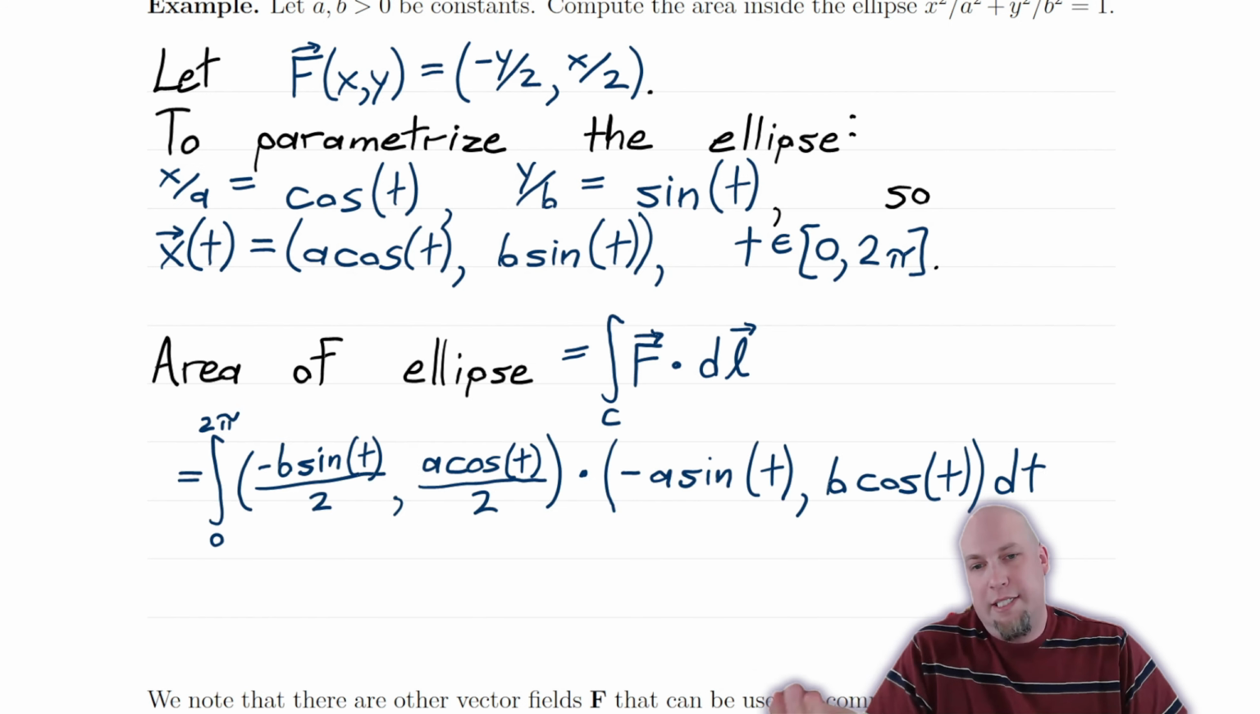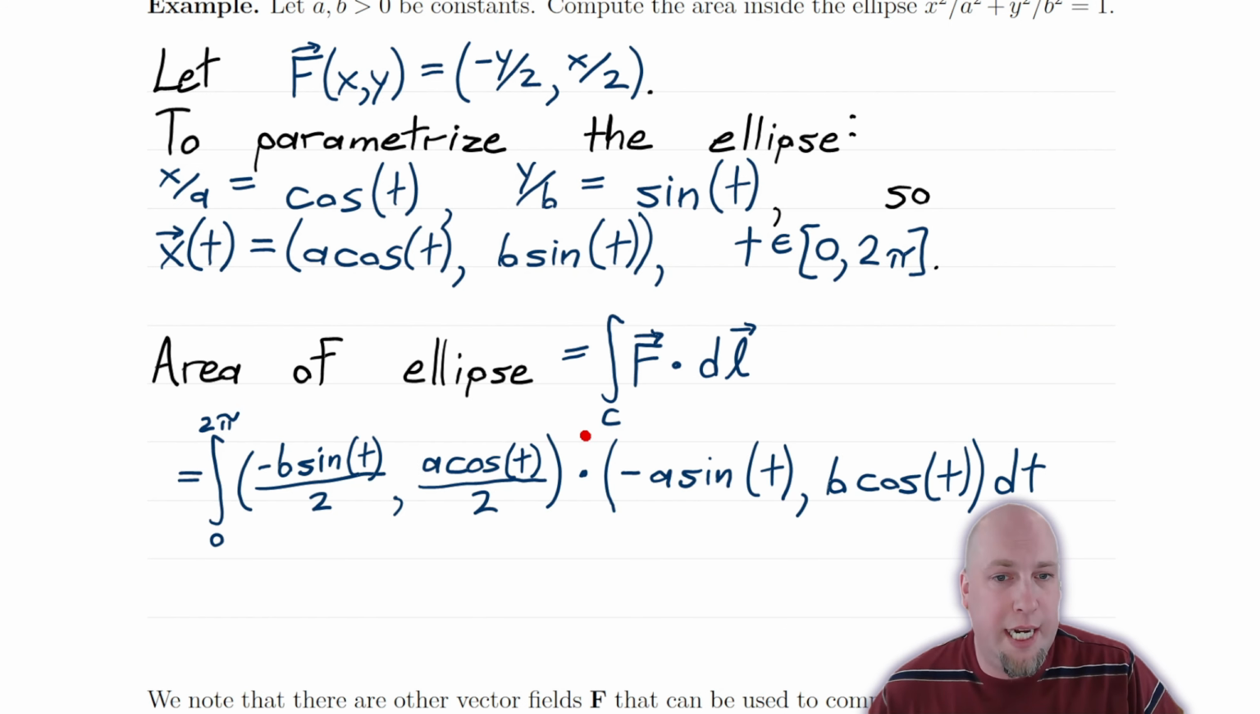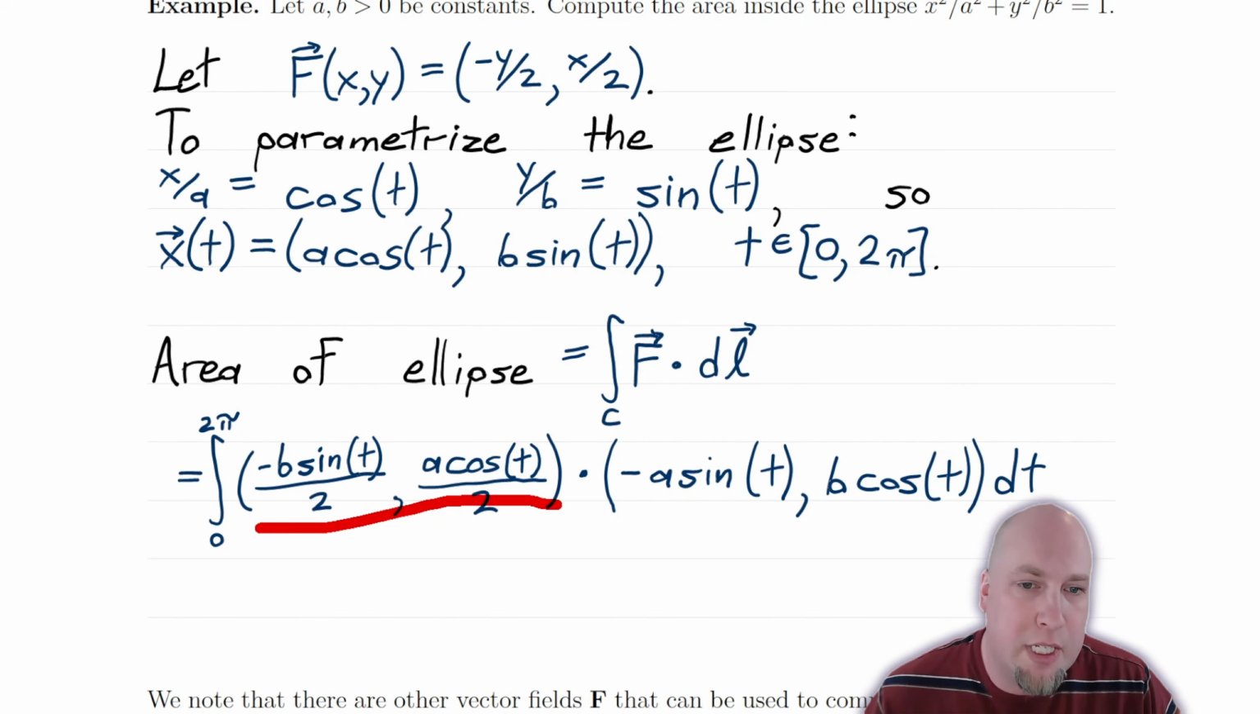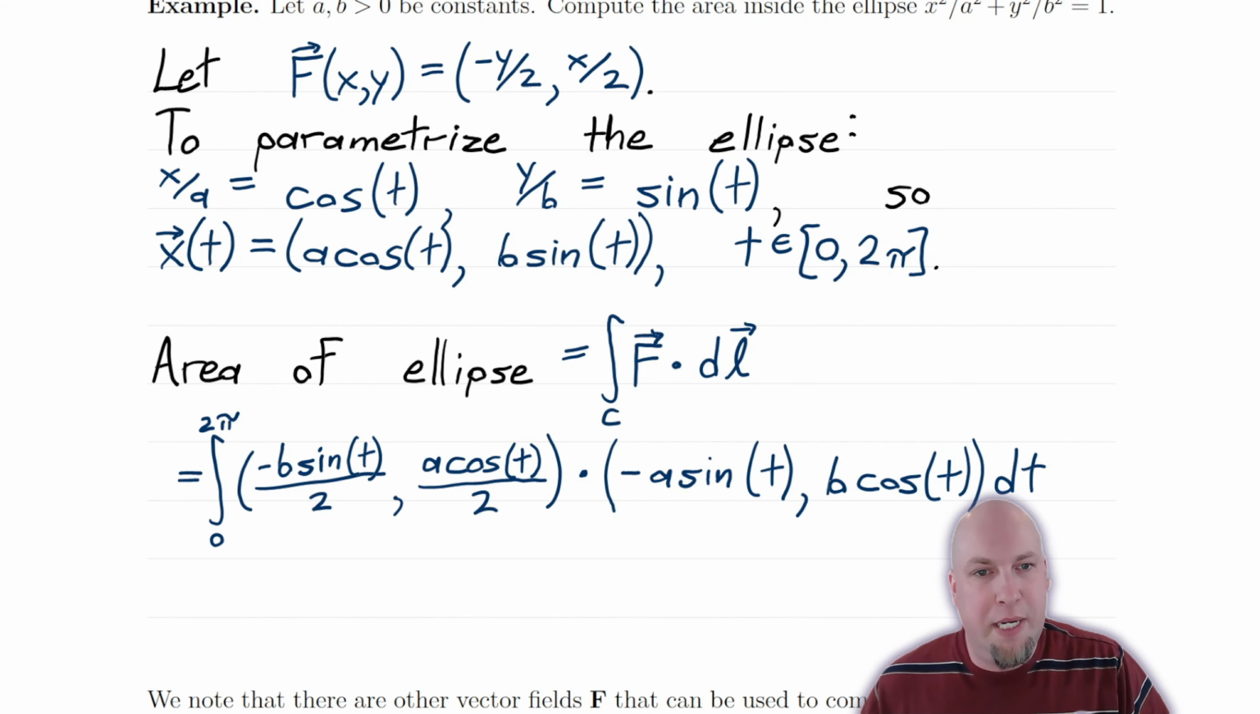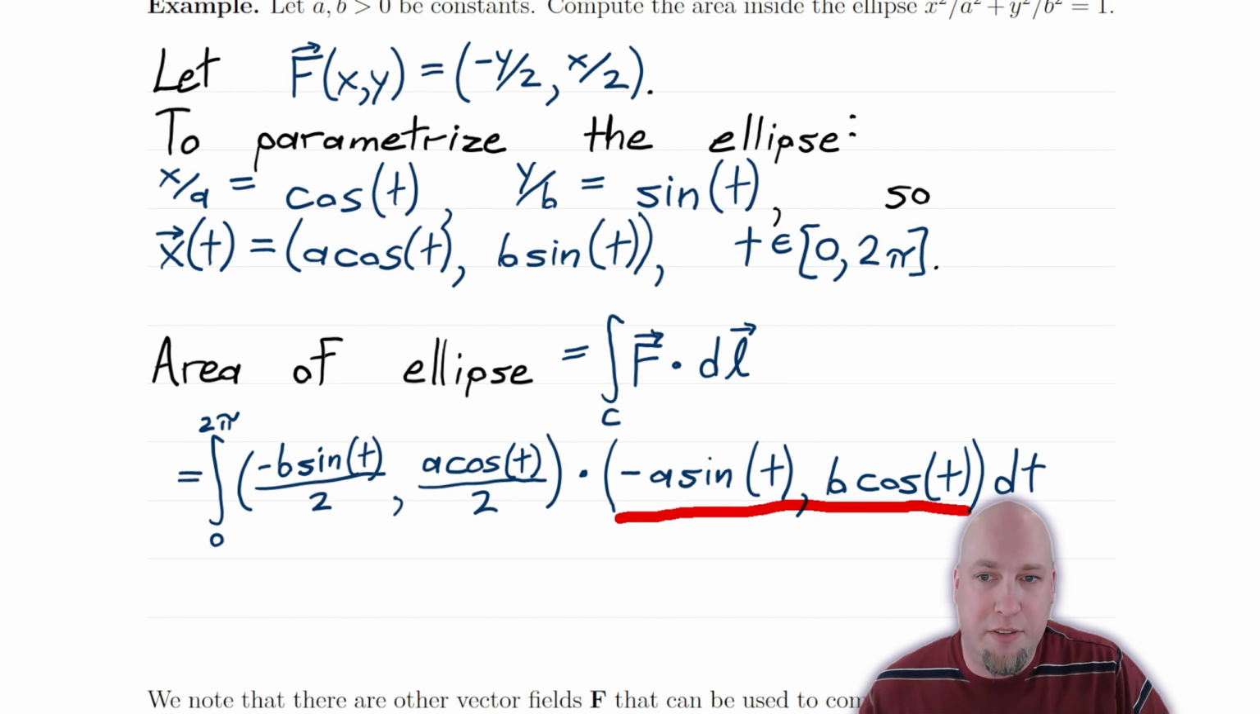Okay, so all I do now is calculate this vector line integral here. I apply the vector field to the path, to the parameterization. So I'm just plugging a cos t in for x and b sine t in for y, and I get this, my f of x of t. And over here, that's my derivative of the path. That's the velocity vector. So a cos t becomes negative a sine t. Just take the derivative entry-wise, and that's what you get.